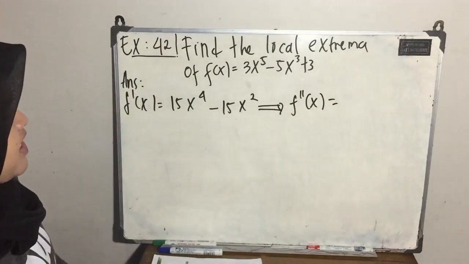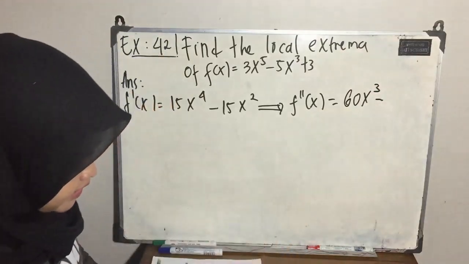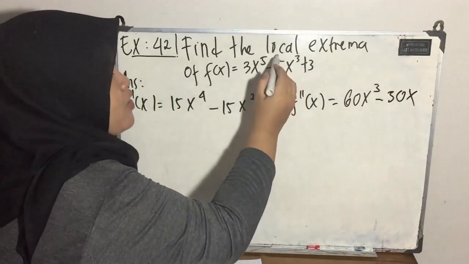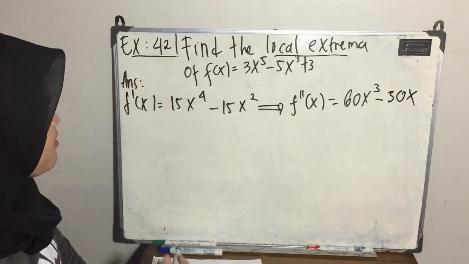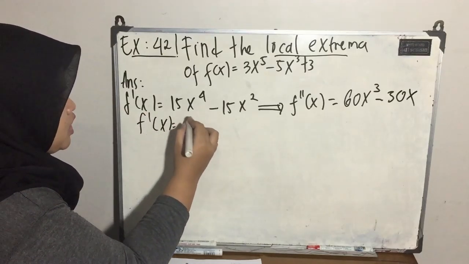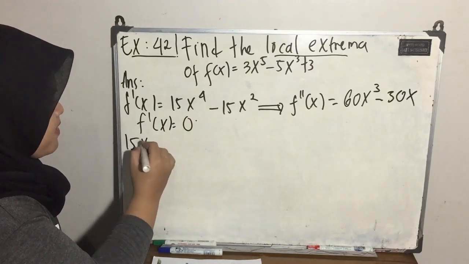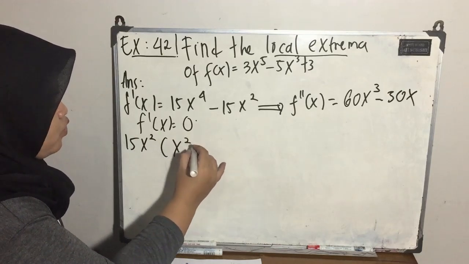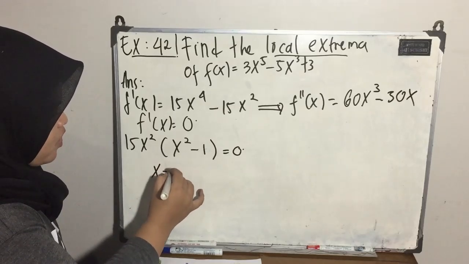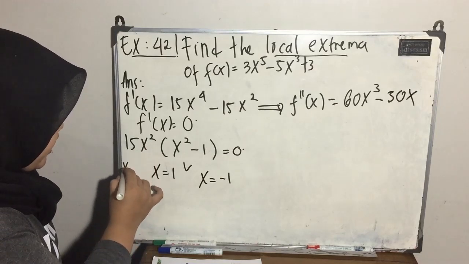The second derivative is 60x power 3 minus 30x. Okay, because they wanted us to answer in local extrema, the local extrema is where the first derivative is equal to 0. Because this one has a common factor, we can factorize: 15x power 2 times (x power 2 minus 1) is equal to 0. So this one gives x equal 1 or x equal minus 1, and then from here x equal 0.